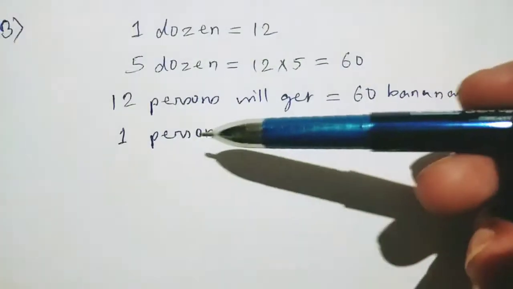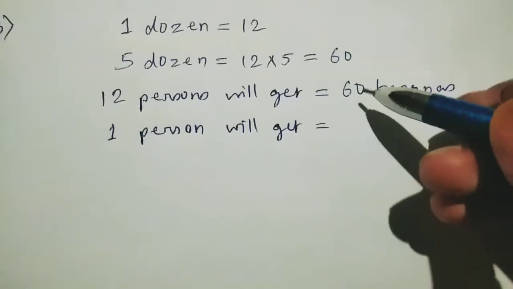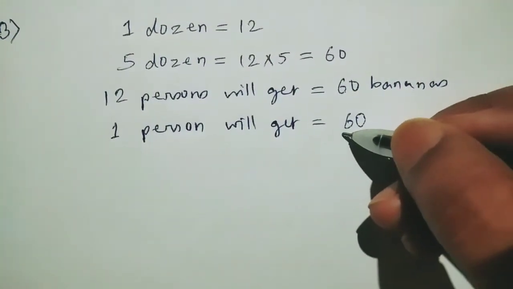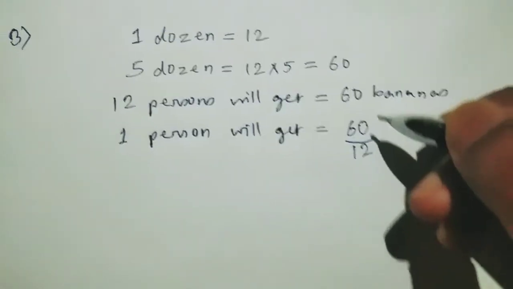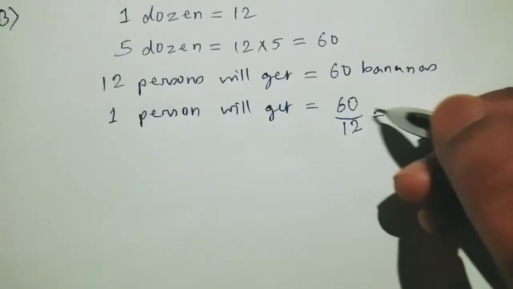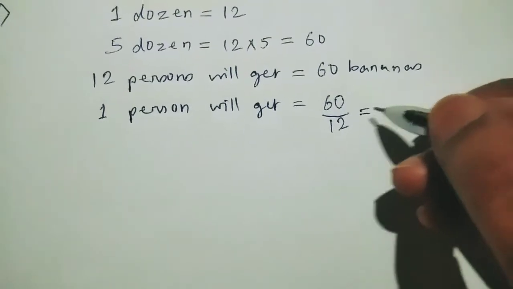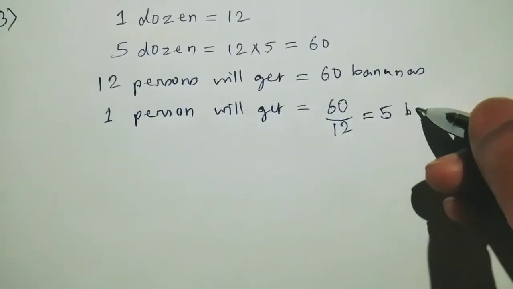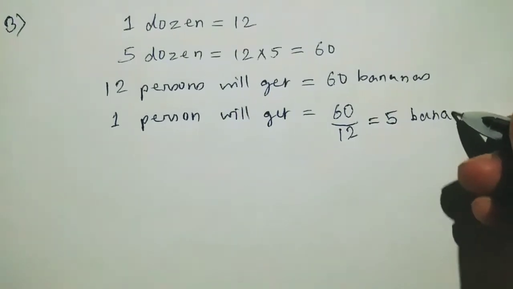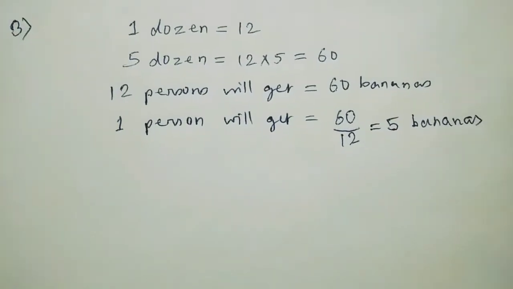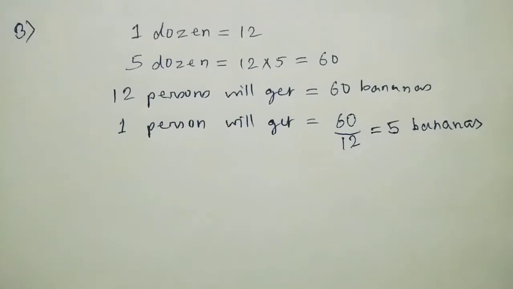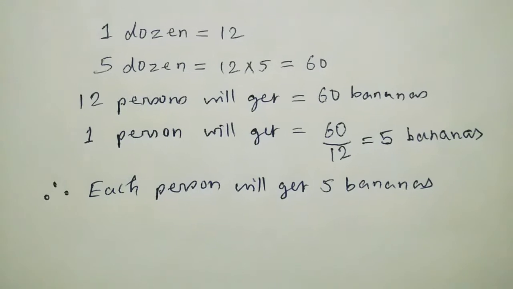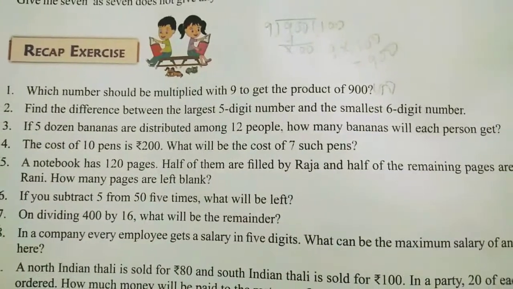So one person will get how many bananas? You have to divide it. 60 divided by 12. So what is the answer? When you divide 60 by 12, 12 fives are 60. So the answer is 5 bananas. Understood? So that means one person will get 5 bananas. Therefore each person will get 5 bananas. Understood? Now next, question number 4.